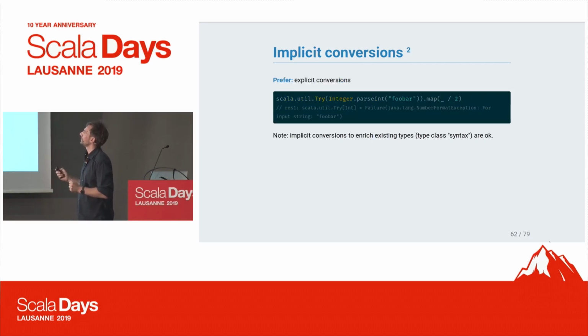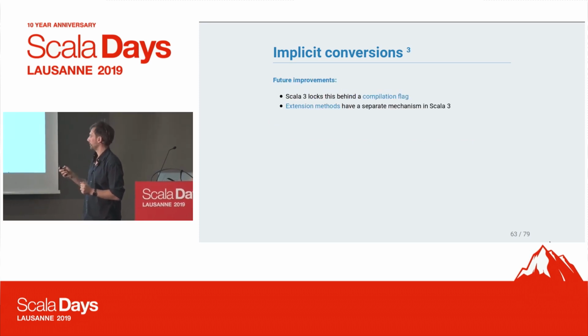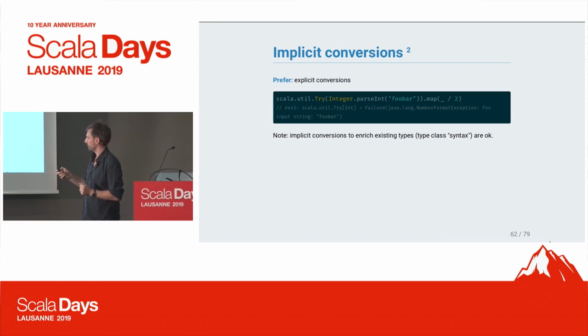Instead, you could do this really nasty thing and be explicit about your conversions, or you could just try not to divide foobar with 2, because it doesn't make much sense. It's also a possibility.